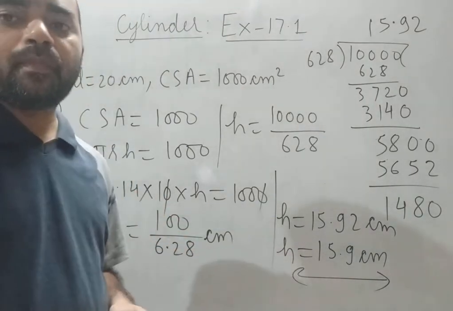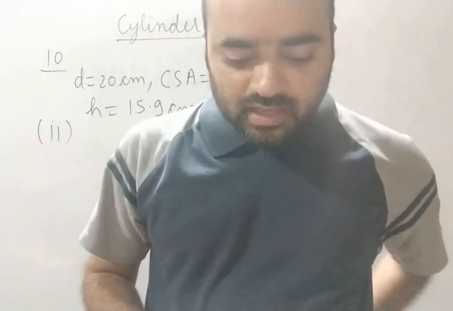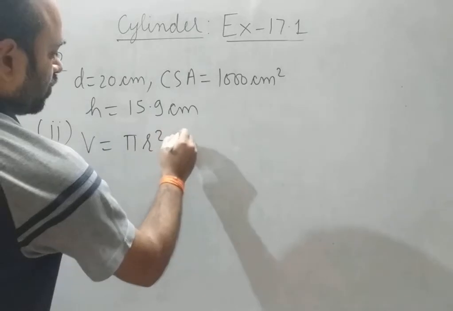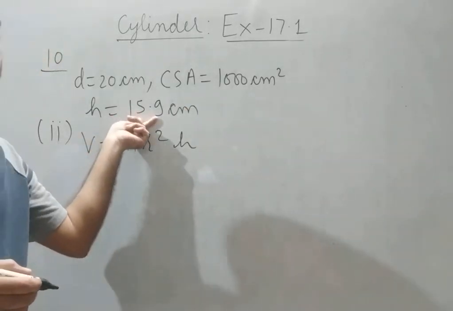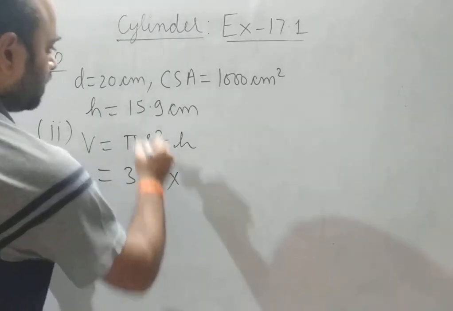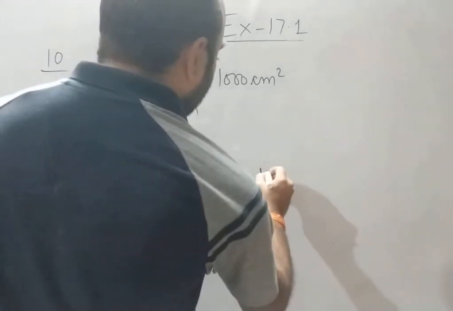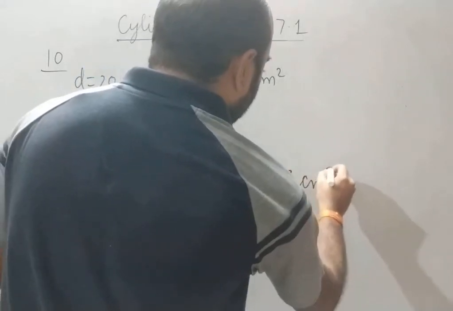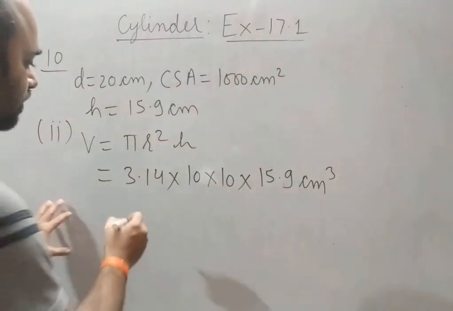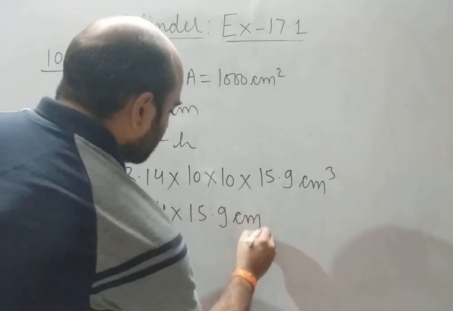Next part. So in second part, we have to find the volume of the cylinder correct to one decimal place. Volume means pi r square h. H already we have calculated 15.9 centimeter. So pi we have to take 3.14. R is 10 centimeter, that is 10 into 10, and h is 15.9 centimeter cube. Volume centimeter, centimeter, centimeter. Centimeter cube is the volume. So this will become 314 into 15.9 centimeter cube.